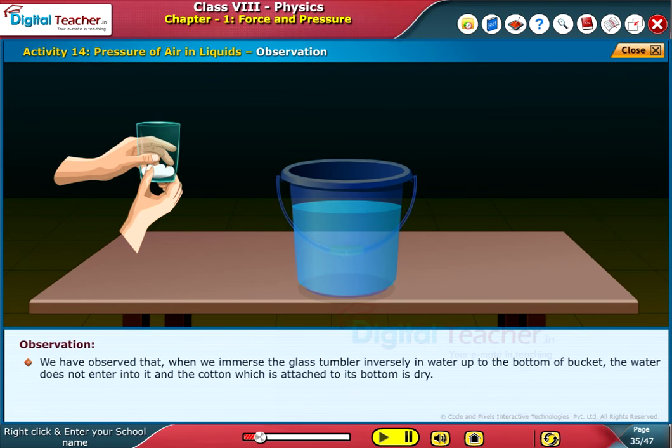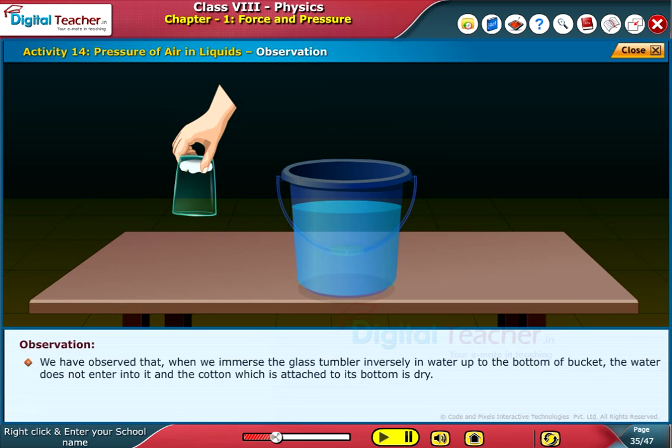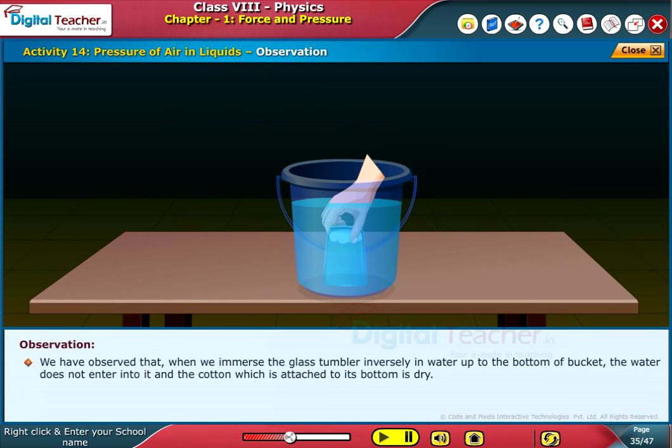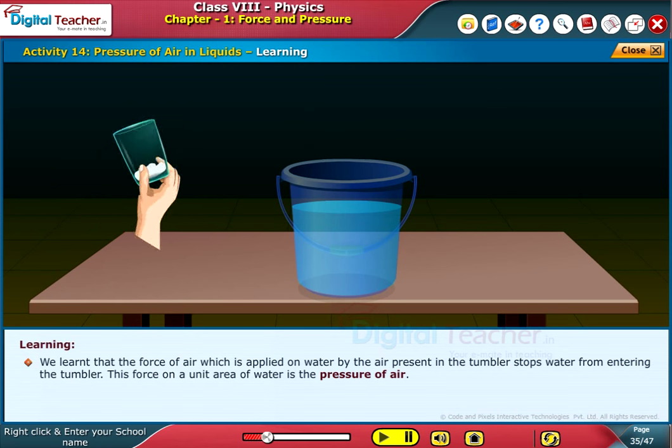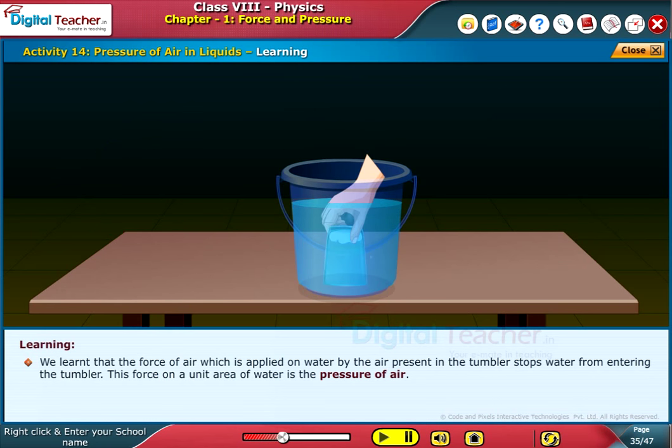We have observed that when we immerse the glass tumbler inversely in water up to the bottom of the bucket, the water does not enter into it and the cotton which is attached to its bottom is dry. We learned that the force of air applied on water by the air present in the tumbler stops water from entering the tumbler. This force on a unit area of water is the pressure of air.